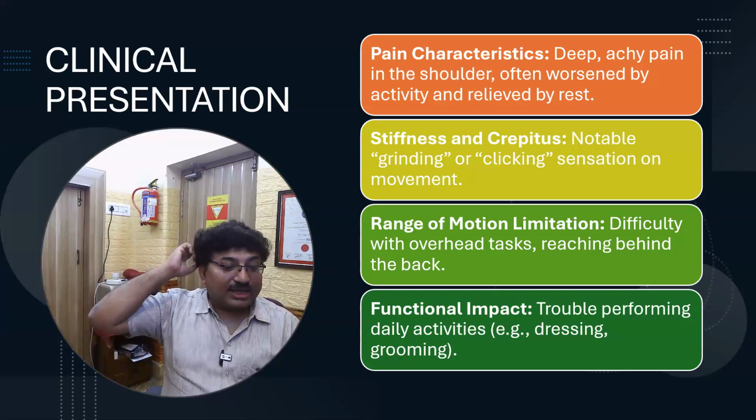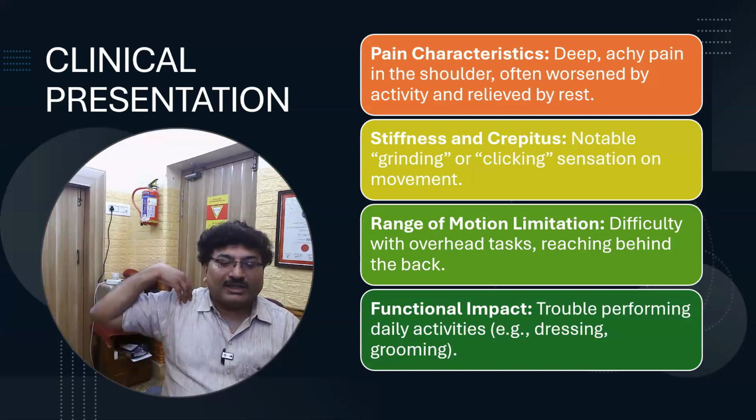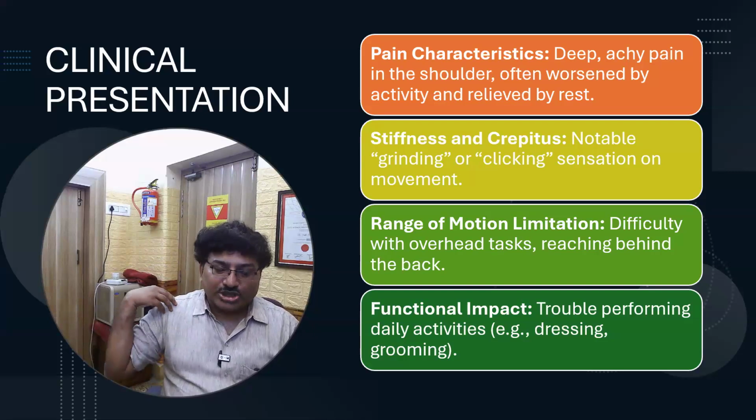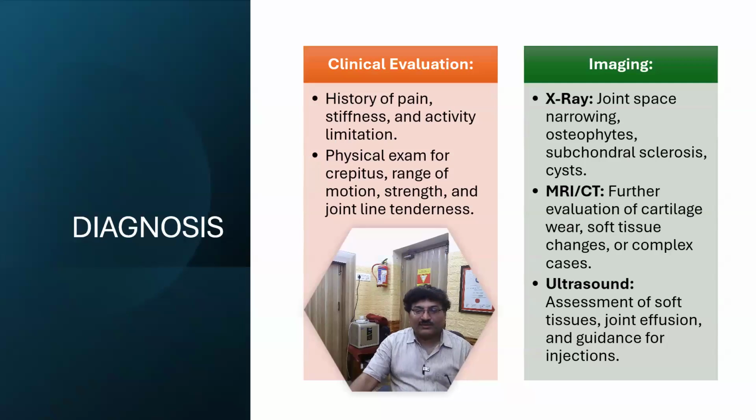And here also I have told the stiffness and the pain, they will be persisting together along with the grinding or clicking sign or crepitus, which is associated with the arthritis. There could be range of motion abnormality, mainly the restriction, which will be same in case of active and passive movement, and there could be functional impact in the daily activities like dressing could become difficult, grooming could become difficult.